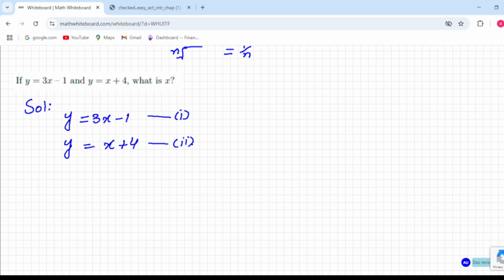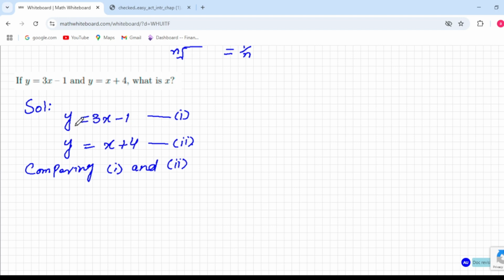We can say that here y is equal to 3x minus 1, here y is equal to x plus 4. If we compare these two equations, I am writing here comparing equation number 1 and equation number 2. When we compare these two equations, the left hand sides of both equations are the same, y is equal to 3x minus 1 and y equal to x plus 4. So left hand sides are equal, it means their right hand sides should be equal, because y equals y, it means 3x minus 1 should be equal to x plus 4.